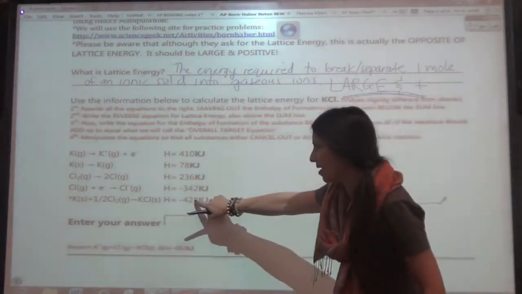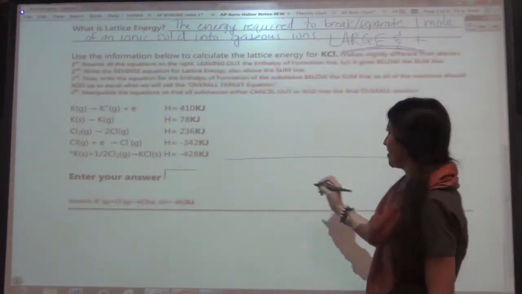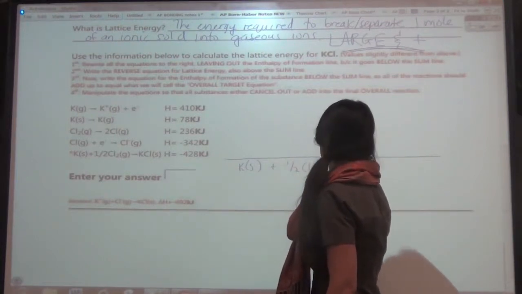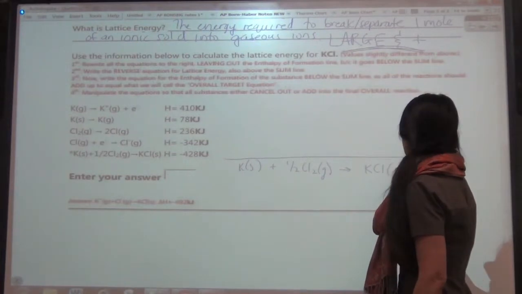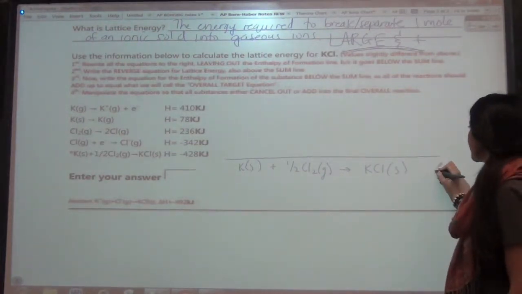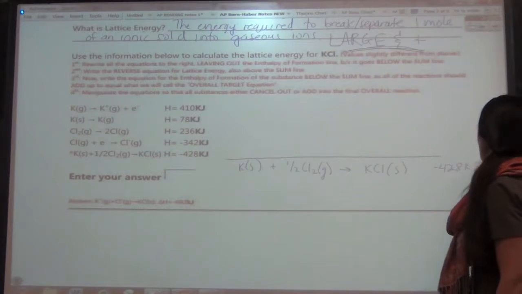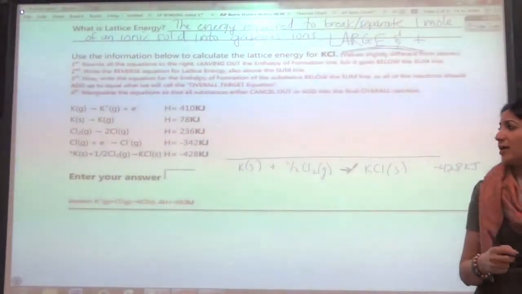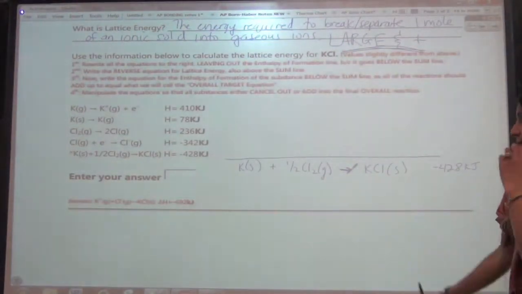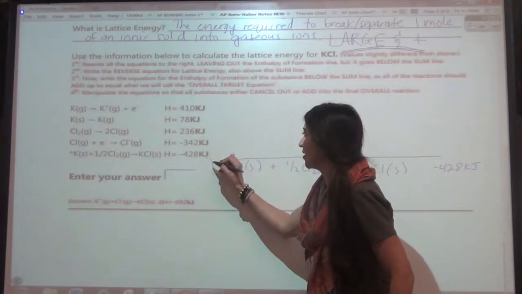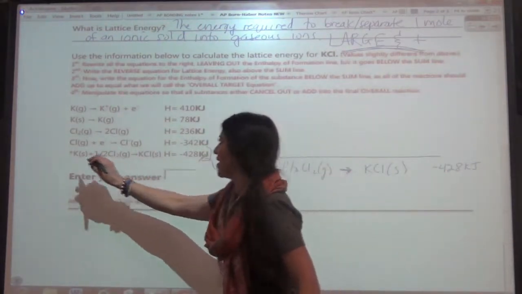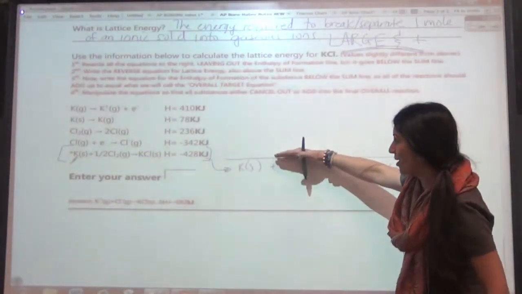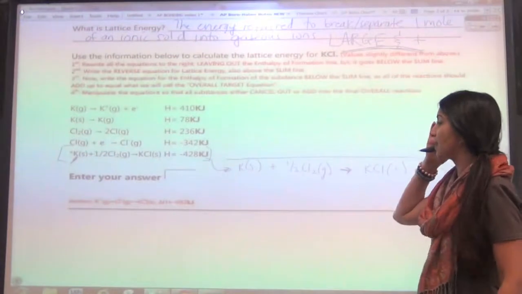And this is the sum line, okay? My sum line is actually this K solid plus 1/2 Cl2 gas yields KCl solid, okay? And this is equal to a negative 428 kilojoules, okay? Now remember, it helps to try to line up your arrows, all right? Since I wrote this one down here, because this is my sum, the enthalpy of formation is your sum. I'm going to add one other line in here, and you'll see what it is in just a second, okay?